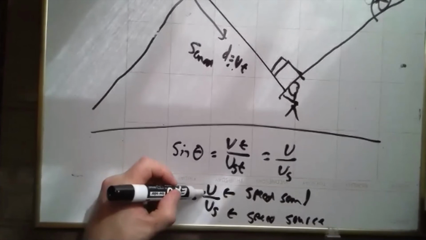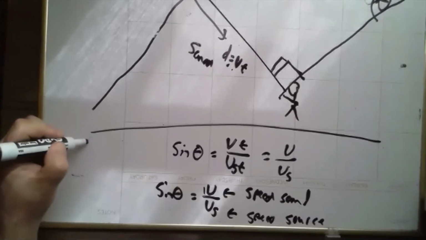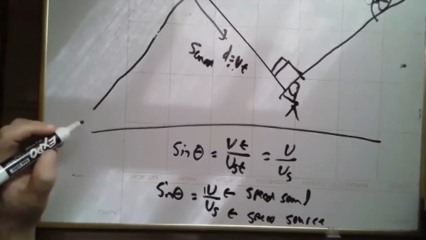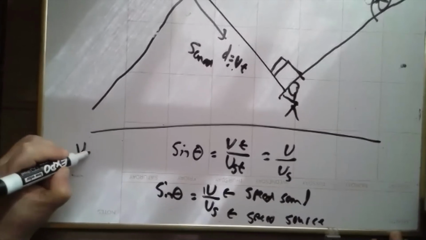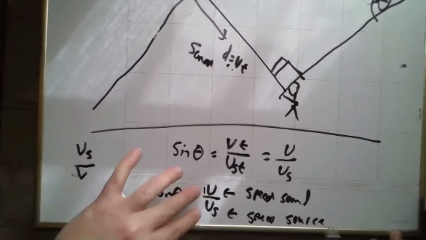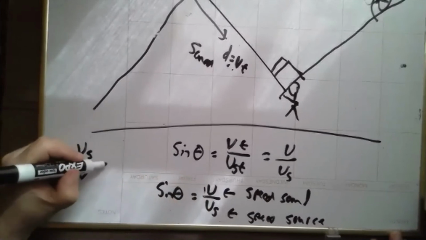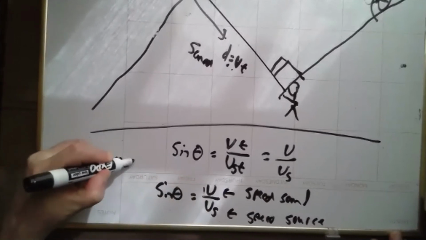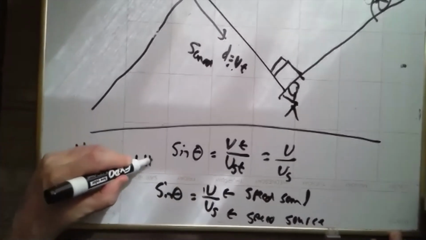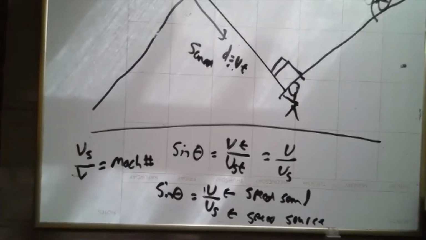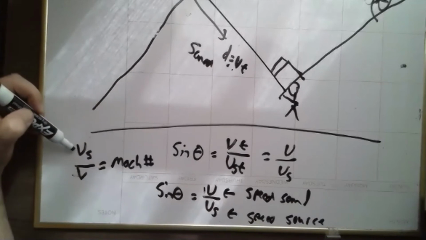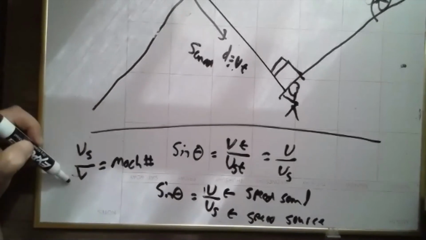If we take the reciprocal of that, remember the plane is moving quicker than sound. So Vs over V, I flip that fraction over. We call that the Mach number. So you've heard of planes going Mach 5. That would mean their speed is 5 times bigger than the speed of sound.